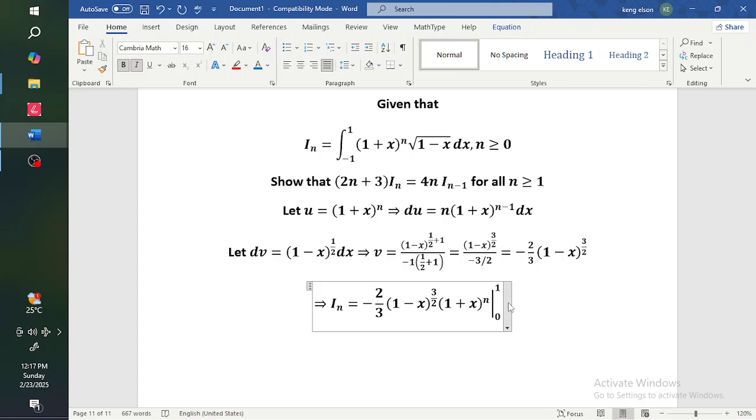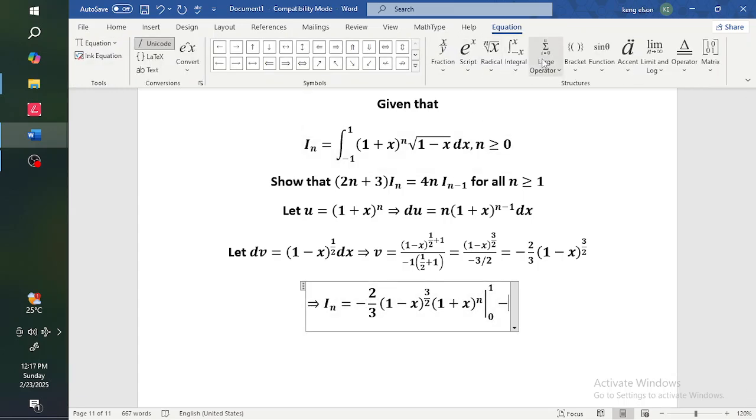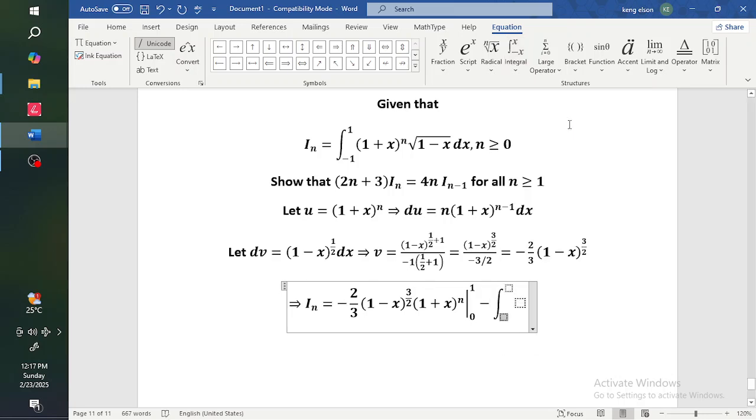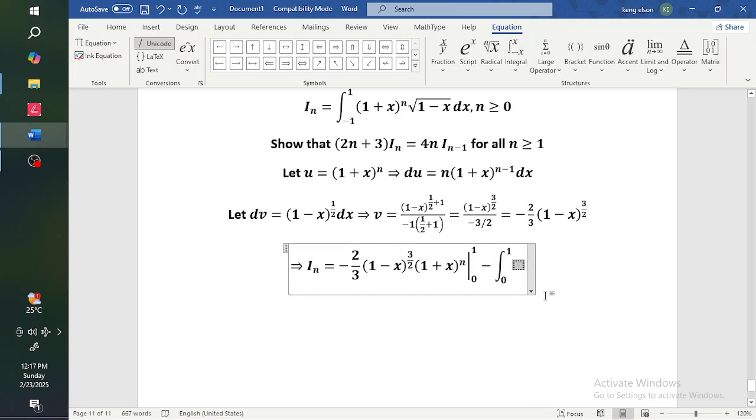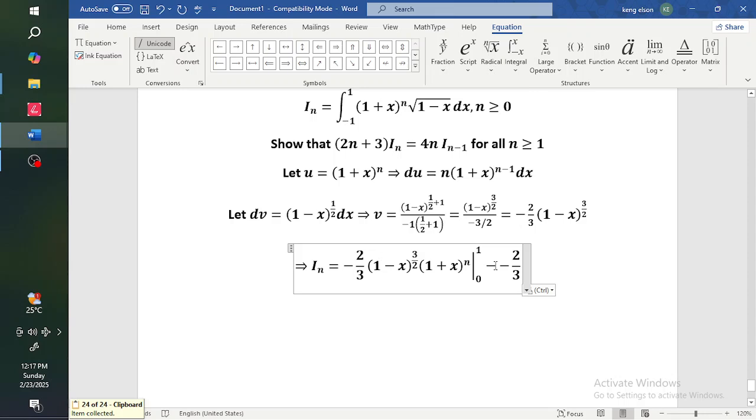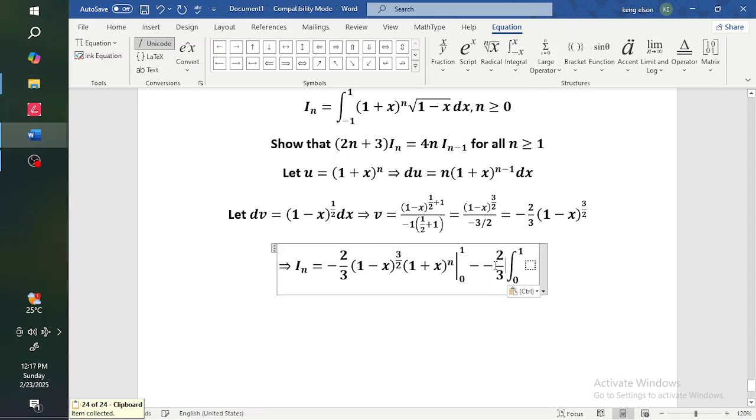So this is uv, then minus the integral of v du. So we are going to have the integral from 0 to 1 of v du. What is v? V is everything here. So I'll put this minus to that outside.